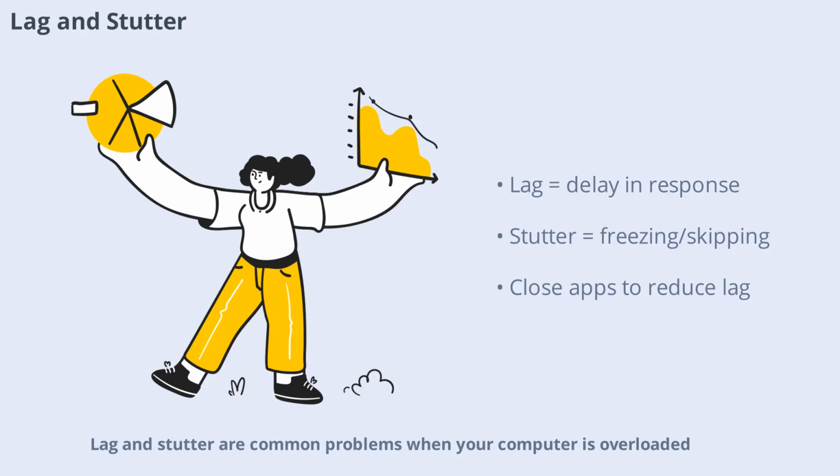Lag and stutter are common problems when your computer is overloaded. Lag is a delay between your actions and what happens on screen. Stutter is when the game freezes for a moment or skips frames. Both can be caused by too many background apps using up your computer's resources. Keeping your background apps closed can help reduce lag and stutter for a smoother gaming experience.